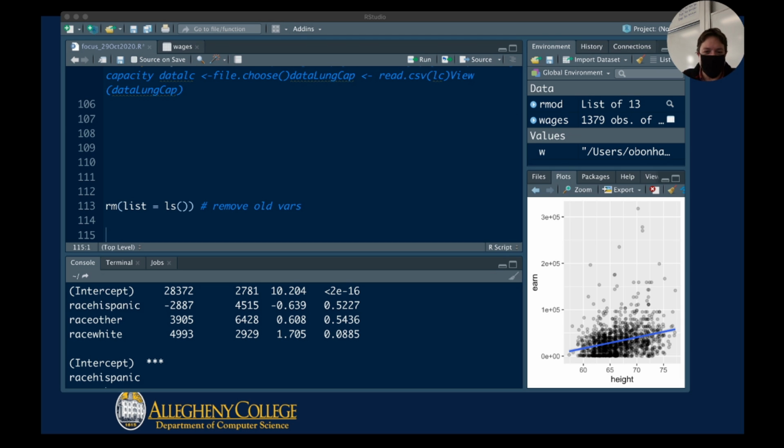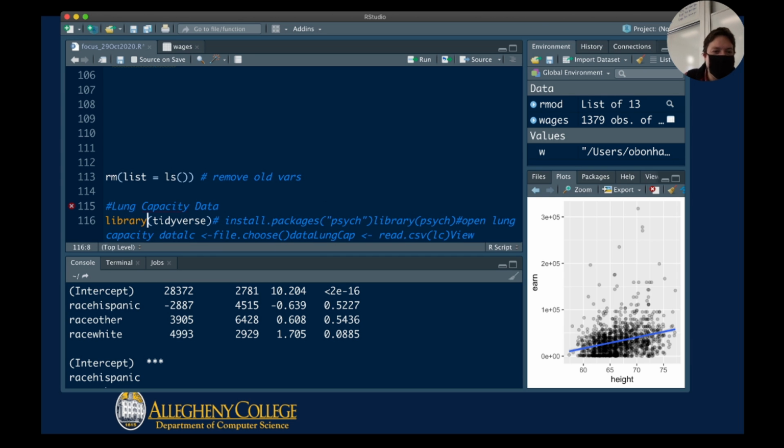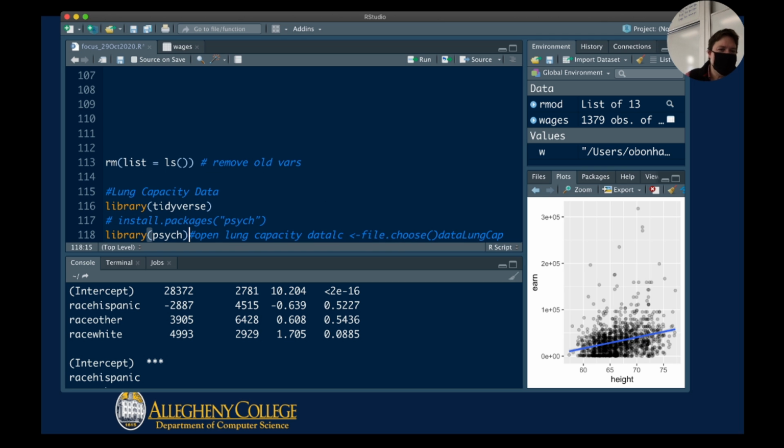I think it's going away. Okay, so what I'm going to do now is I'll just copy this in, and I'll have to edit this around. I don't know how else I can do this. Library is there. It's my lung capacity.